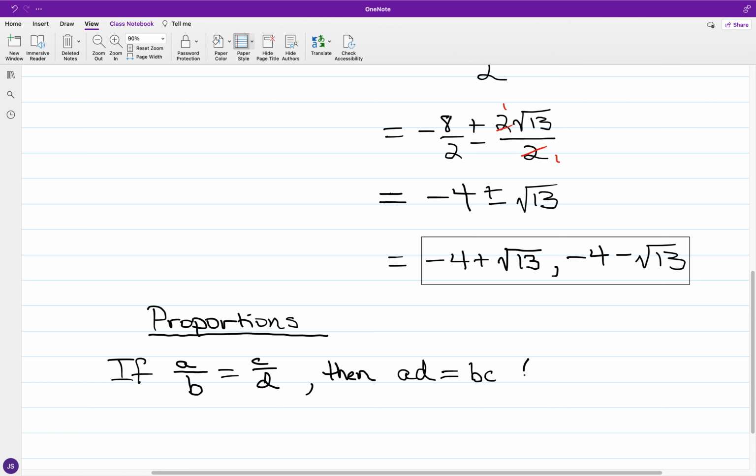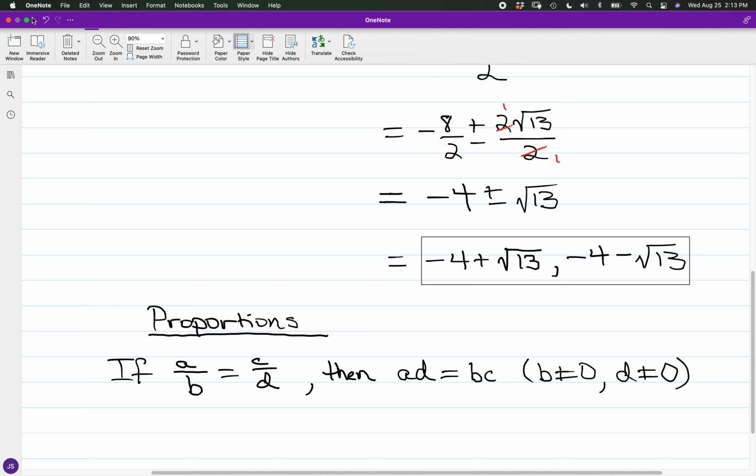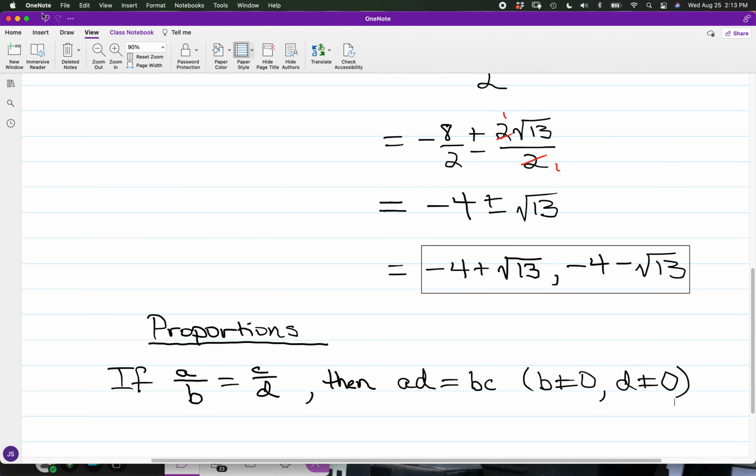So you have A times D is equal to C times B, or B times C, and this will be on the condition that for the proportions to be defined, neither B nor D can be 0. Again, in fractions, you cannot divide by 0. So in other words, the bottom part of the fraction cannot be 0. So this will be a general case of what we have concerning proportions.